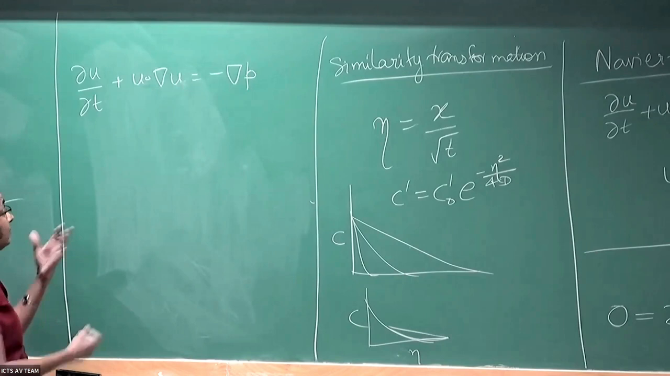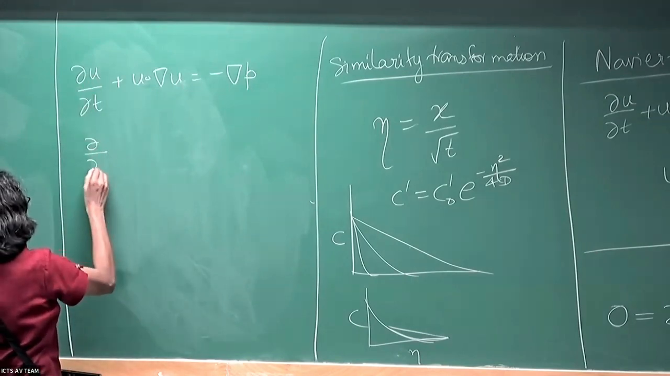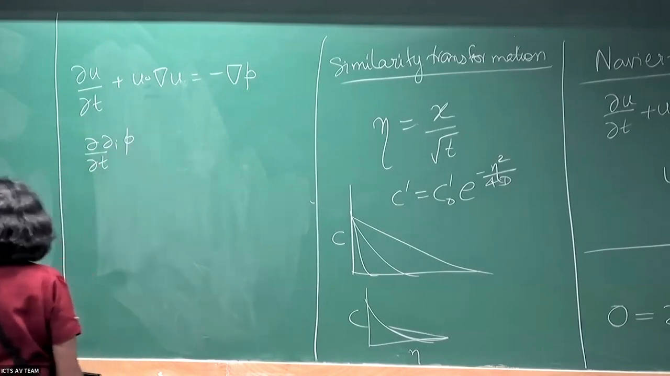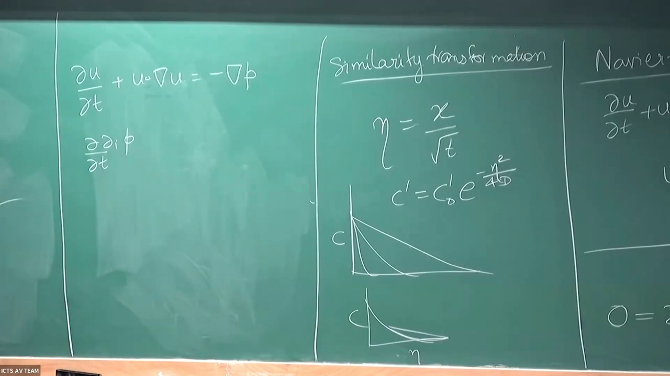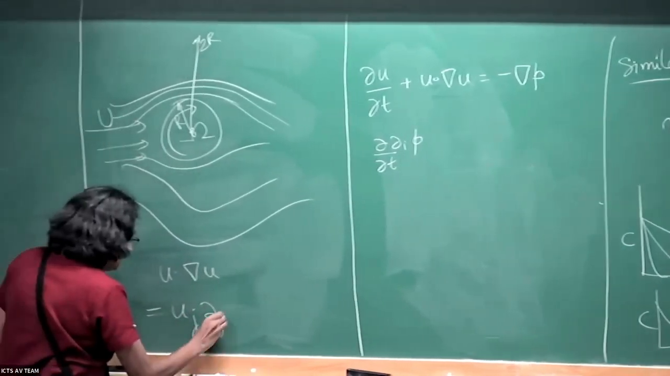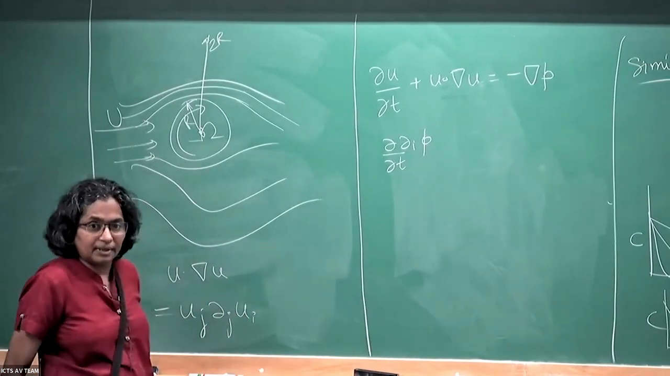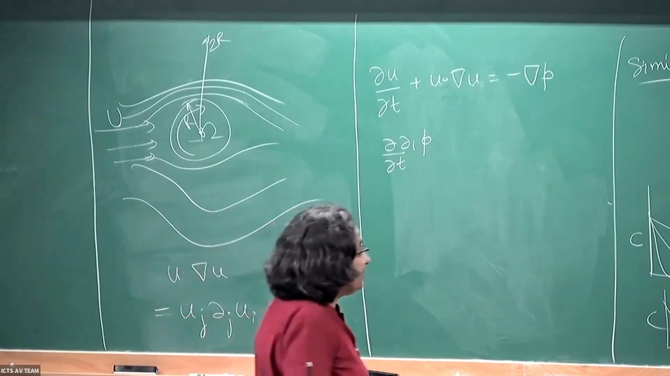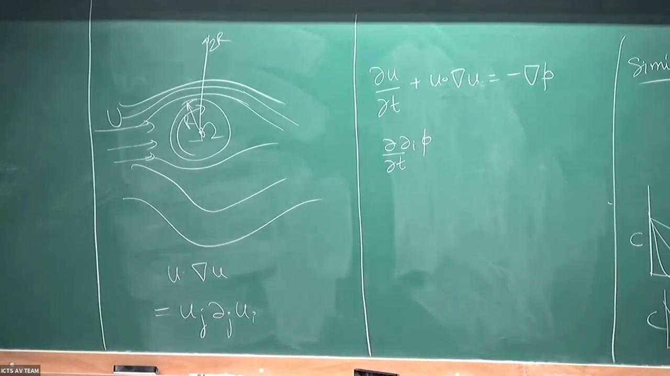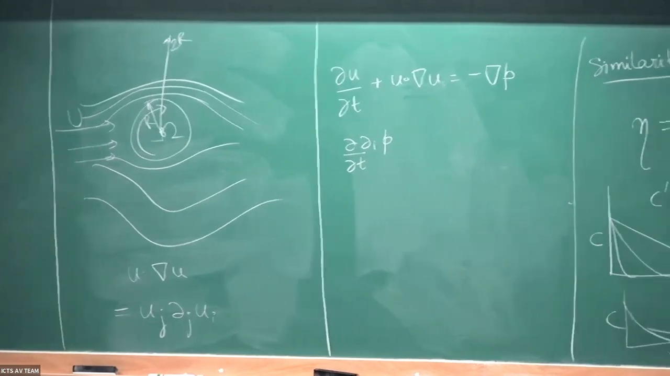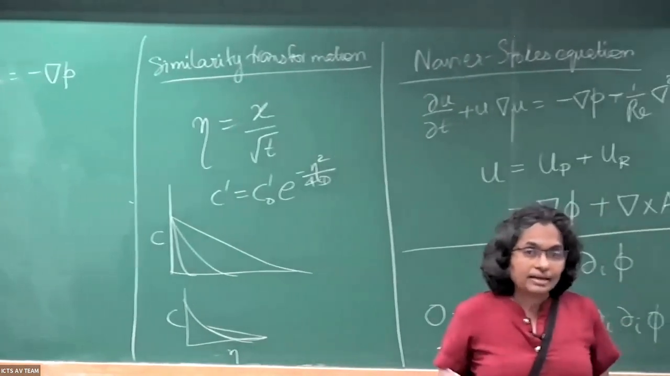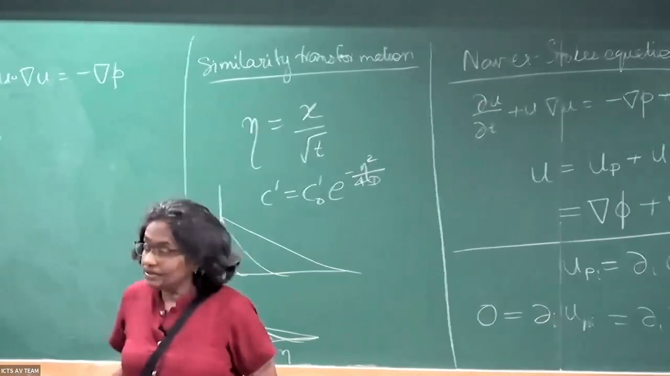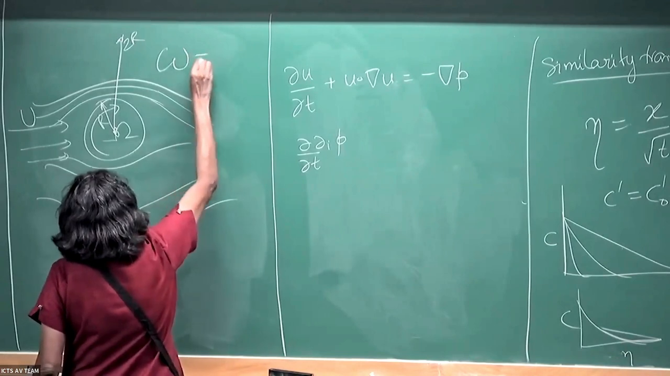Now, what can I do? I know it's potential. So this one I can write as del by del t of del_i phi. And this one, what can I do with it? Let's play with that here. So I've got u dot grad u, which is u_j del_j u_i. Now we know that this flow doesn't have vorticity, because I told you it's potential. All the vorticity part comes here. Curl of this goes to zero, right? It's a curl free part. So we know that the vorticity is zero in this flow. If I know the vorticity is zero, what is vorticity? Del cross u. So omega, the vorticity, is del cross u, agree?